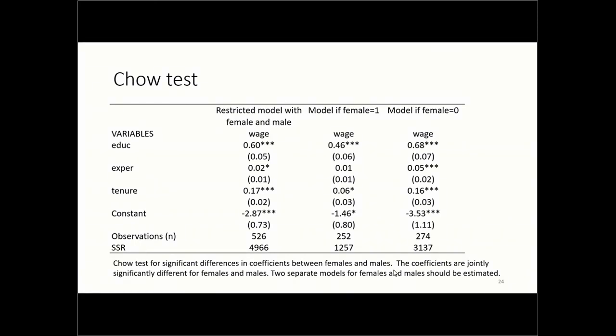So here's how the Chow test looks. Here we have the restricted model where we have male and female together included, and so we force these slopes and intercepts to be the same. And here is where we have the model with only females and the model with only males. Notice that the sample sizes are smaller. And notice these are the SSRs for each of these models. Here we have different coefficients for males and females. So the Chow test wants to know if this coefficient is different from this one, this one is different than this one, and this one is different than that one. Once we run the Chow test, we conclude that these coefficients are jointly significantly different for males and females. So our conclusion is to estimate separate models for females and males.